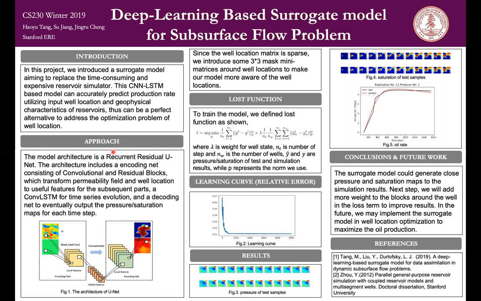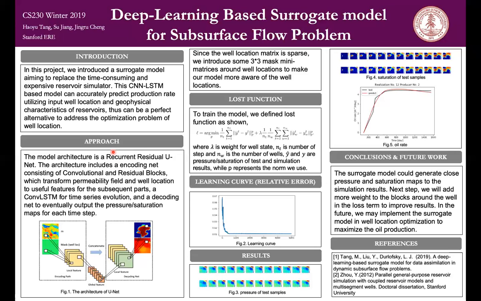So this model is a recurrent residual UNet. We know that UNet is super powerful when we need to deal with graph-based regression problems. In this model, we use CNN for both encoding and decoding, and LSTM for time series. So as an input, we input two channels.